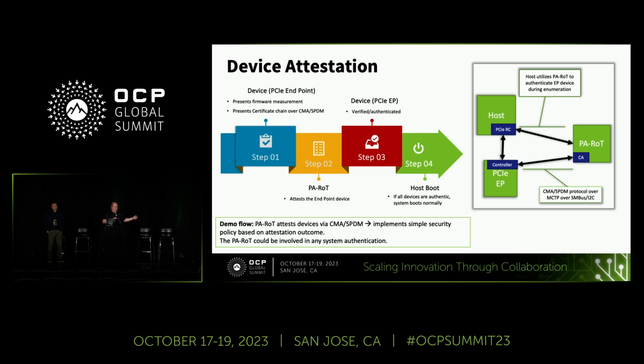Now, the PA-RoT can be used in all sorts of authentication of the platform. It's not only restricted to this. And like I said, it could be in maybe DC-SCM designs. It could be behind the BMC and you're talking to the PA-RoT through the BMC. So many different designs are possible here.